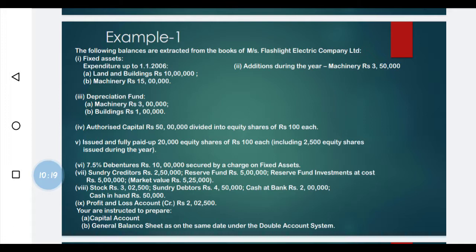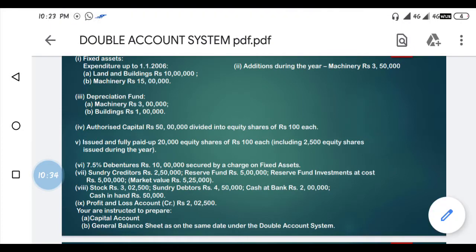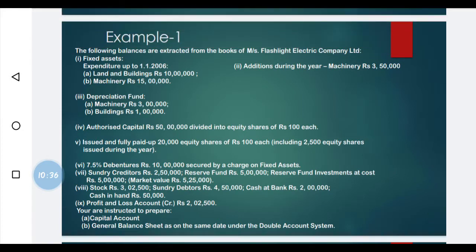Next, stock is a current asset, so you have to write it in the general balance sheet. Sundry debtors, cash at bank and cash in hand: you have to write these on the asset side of the general balance sheet. Now the profit and loss account should be taken as net revenue account, so you have to write it on the liability side of the general balance sheet. Now you are instructed to prepare the capital account and general balance sheet on the same date under the double account system. Now we are going to put this sum in the balance sheet.